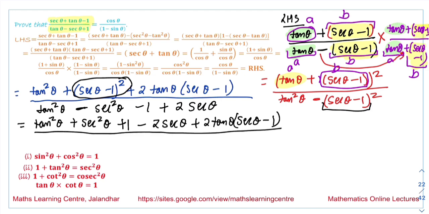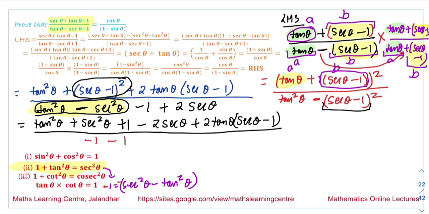Now what is the value of tan square theta minus secant square theta? Look at the second identity here. From this identity we get that 1 is equal to secant square theta minus tan square theta. If we multiply both sides by minus 1, we get minus 1 is equal to tan square theta minus secant square theta. So the denominator becomes minus 1 plus 2 secant theta.